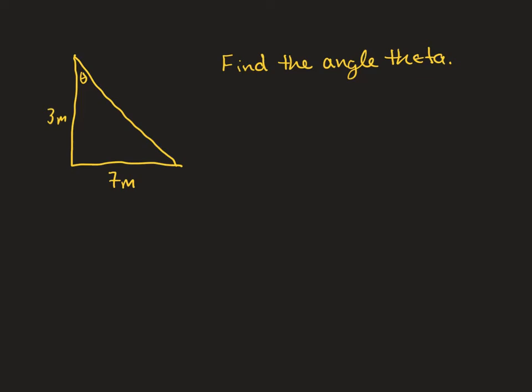In this example problem, you have a triangle where one side of the triangle is 3 meters and another side is 7. And the angle that is adjacent to the 3 meters and opposite to the 7 meters is the angle that you want to find. I encourage you to pause the video and try this problem and then come back and watch my solution.